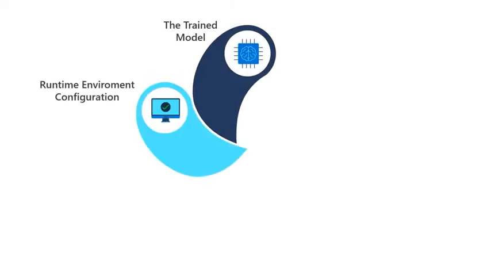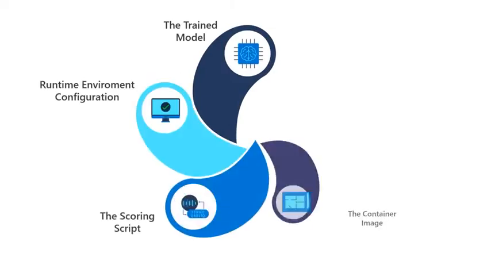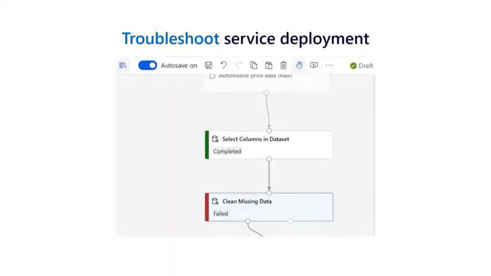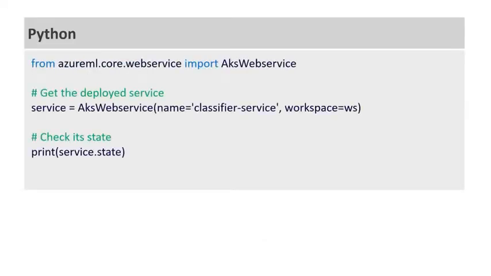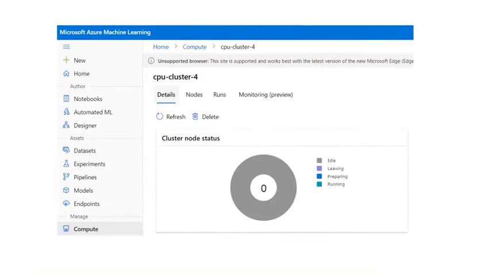There are a lot of elements to a real-time service deployment. These can include the trained model, the runtime environment configuration, the scoring script, the container image, and the container host. Troubleshooting a failed deployment or an error when consuming a deployed service can be complex. As an initial troubleshooting step, you can check the status of a service by examining its state through the get deployed service method. It's important to note that to view the state of a service, you must use the compute-specific service type, for example, AksWebservice, and not a generic Webservice object. For an operational service, the state should be healthy.